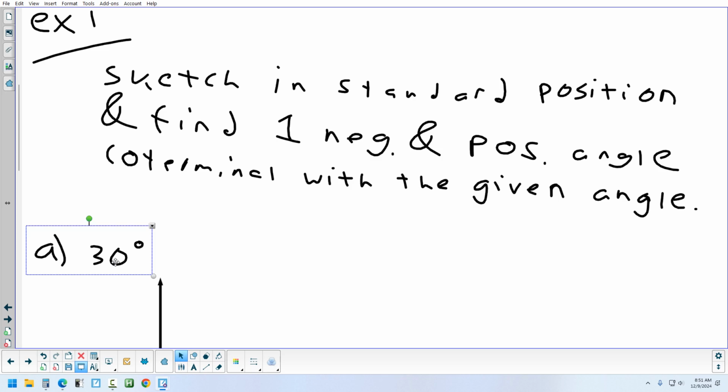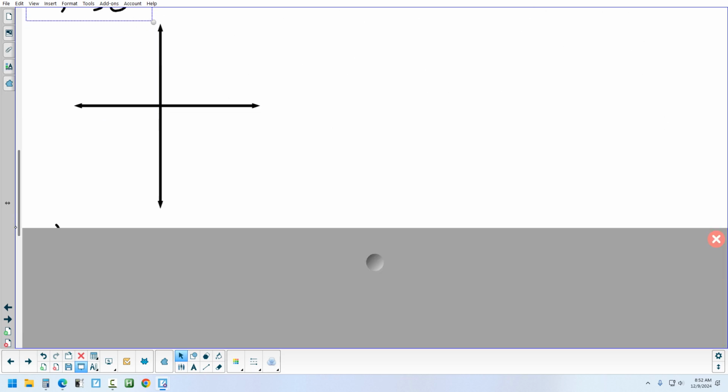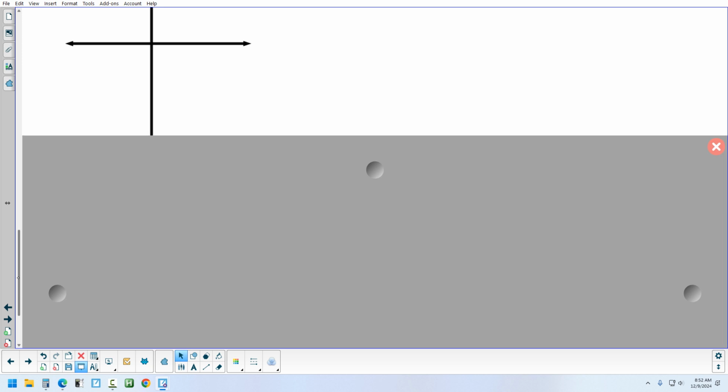Yeah, positive 390. And what's the first angle that you would come across that's coterminal with 30 and negative? Yeah, negative 330. Yep. So we did a few different angles.